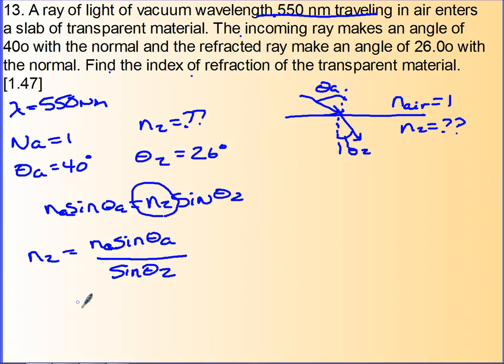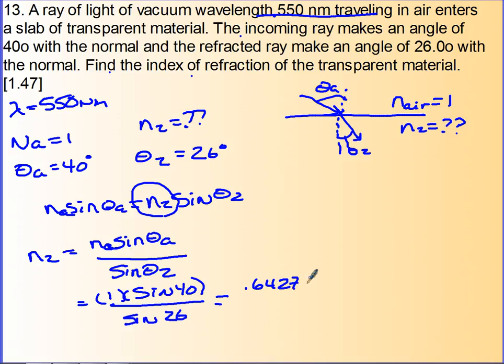Now plug in your numbers. N of air is 1 sine of 40 divided by sine of 26. All right, the sine of 40 is 0.642788 basically. The sine of 26 is 0.43837. Now divide these two numbers. And I get an answer of 1.466.